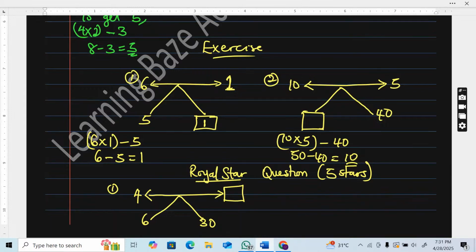Okay, so let's look at those who got the answer right. Many of you said 9 is the answer. So let us see if 9 is the answer. Below we have 6 plus 30. Then we will divide by 4. So that is 36 divided by 4. The answer is 9.